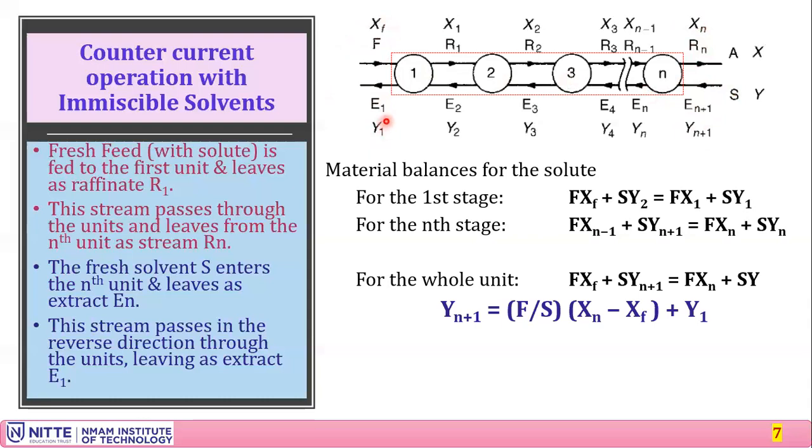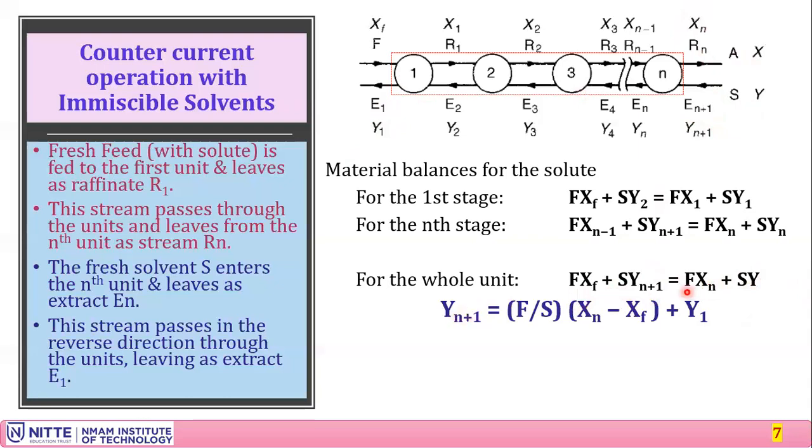So if you take this particular case here, what do you get? F into xf plus S into yn plus 1 is equal to F into xn plus S into y1. This is y1, not just y. It's y1, supposed to be 1 here.